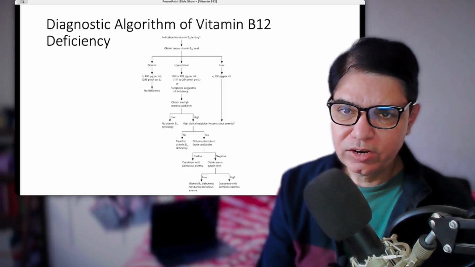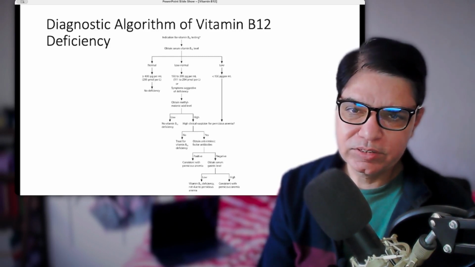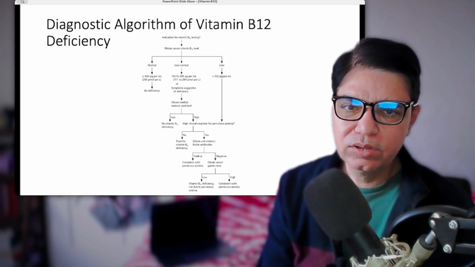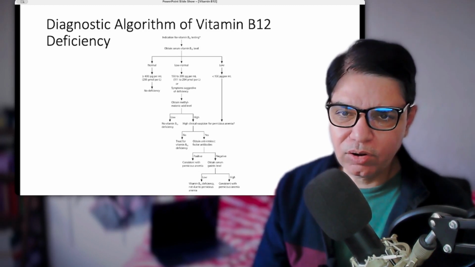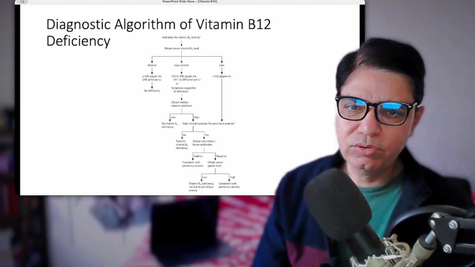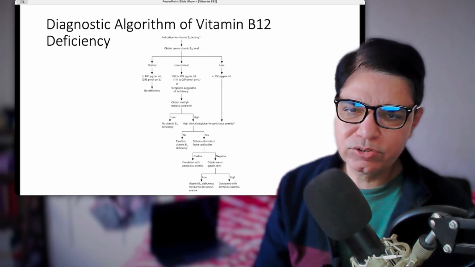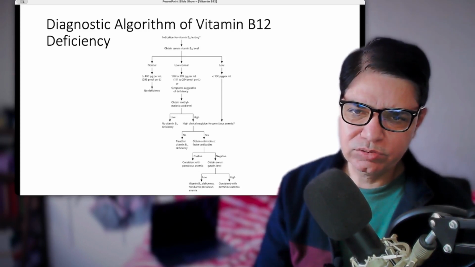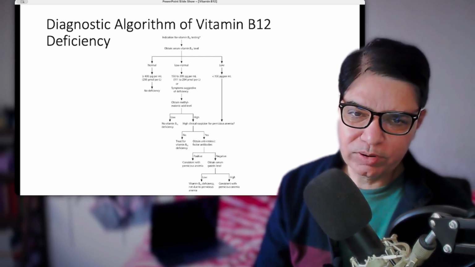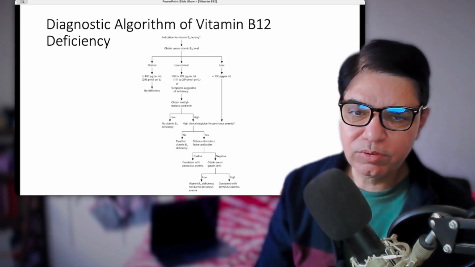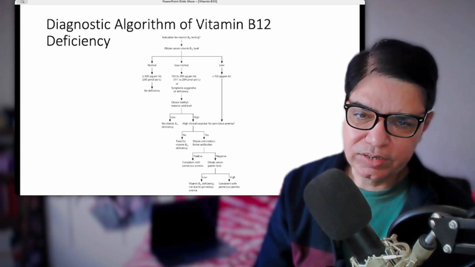Going on to the diagnostic algorithm. I've already talked about that, depending on the vitamin B12 level, whether it's normal, low normal, or low. If the levels are on the lower side of normal, then you have to do methylmalonic acid and homocysteine levels. If you have only one test to do, then you will do methylmalonic acid levels. If methylmalonic acid levels are high, that simply means that the child has vitamin B12 deficiency. Now where is that deficiency coming from? Is it pernicious anemia? To rule out pernicious anemia, you need to do anti-intrinsic factor antibody.